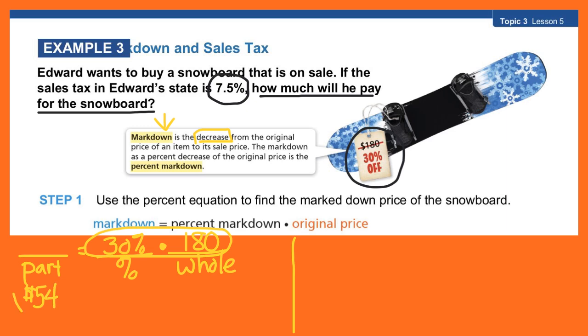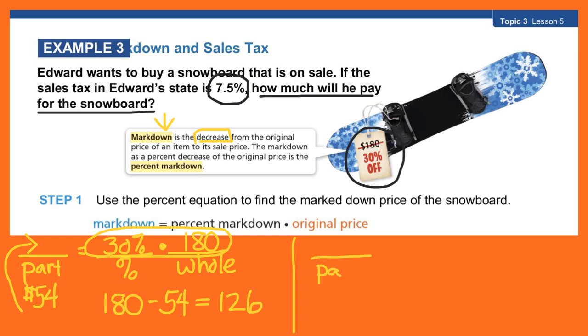$54. But that's the part you are going to save in the sale. So that means it's not 180. It's 180 minus $54, or $126. So life is good right now. It's not 180. The snowboard is 126. But now I have to figure out the tax.